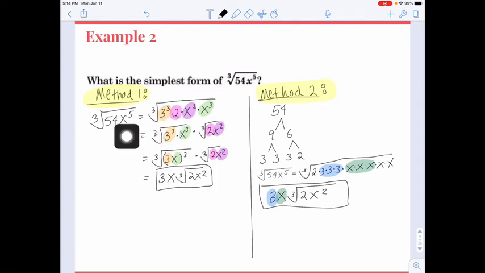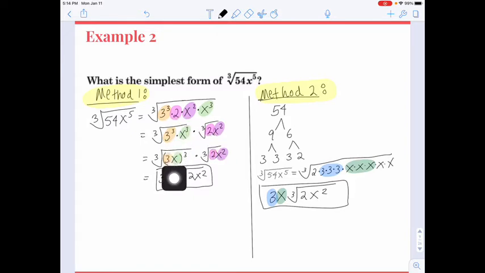Then they say, okay, well, x to the 5th, we're looking for cubes. Since there's 5 x's, there's got to be 3 x's in there. So we're going to write x cubed, and then if we take 3 of the x's, there are 2 left over, so that's x squared. Then they say, okay, let's split this up and take all of the cubes in one radical and anything that's not a cube in the other radical. So they put the cube root of 3 cubed and x cubed in one, and then they multiply by whatever's left over, 2 and x squared.